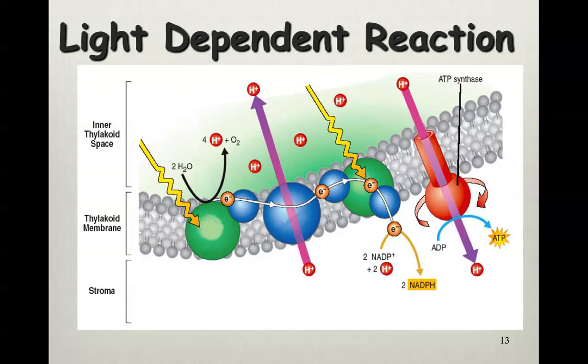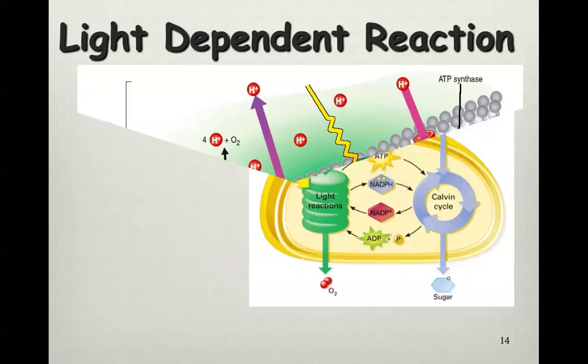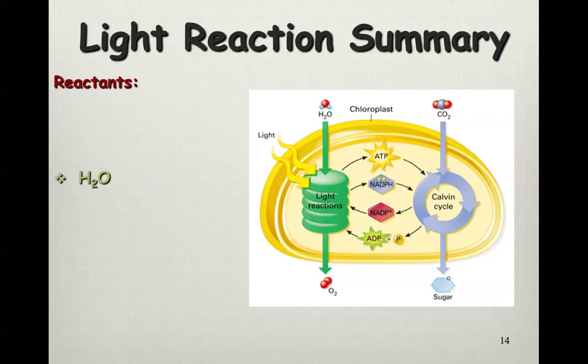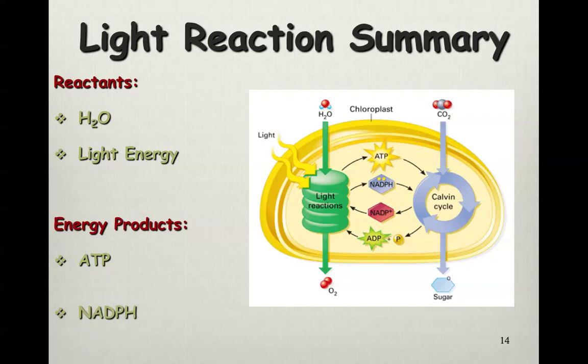So this specific process occurs in the thylakoid membrane, and you'll see there's an electron going through that actually produces the energy. So it's basically light hits those green balls, which are where your pigments are found. That's where your chlorophyll is found. Energy is absorbed and then released in the form of ATP and NADPH. So the summary of the light reaction: the reactants are water and light energy, and the products are ATP and NADPH, which are then going to be moved to the Calvin cycle.